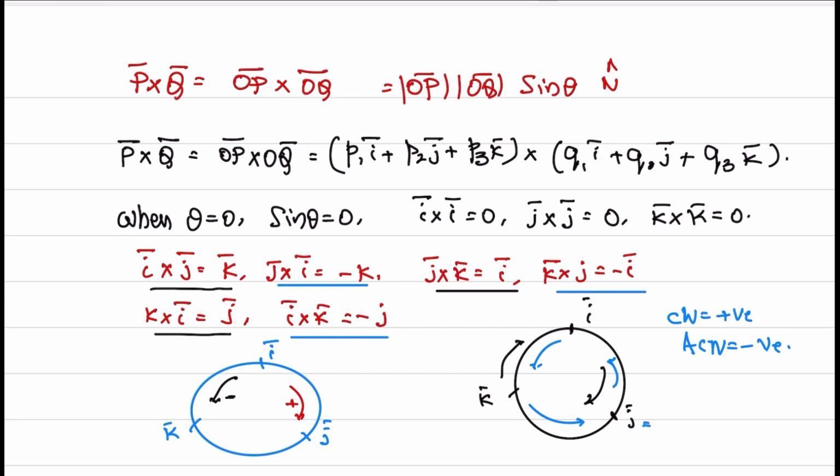And when you multiply i and k, you will get the result of minus j. When you multiply i and j, you get the result of k. Like this you have to remember, because i, j, k are perpendicular to each other. They are perpendicular to each other. Now, by applying this, P cross Q, what will you get?